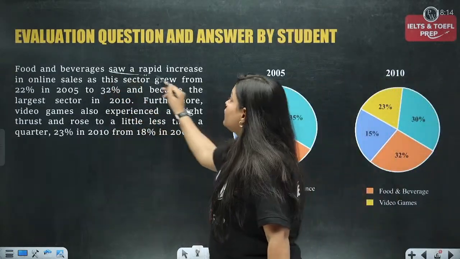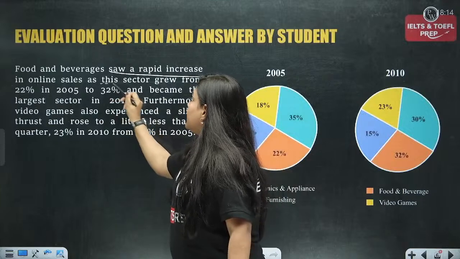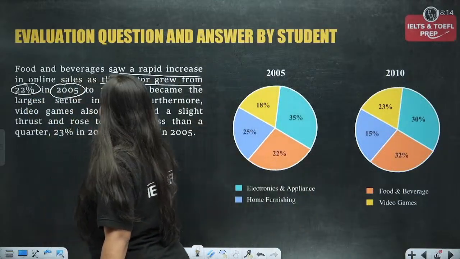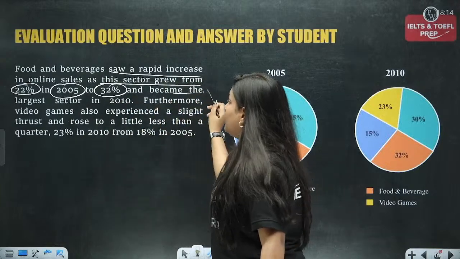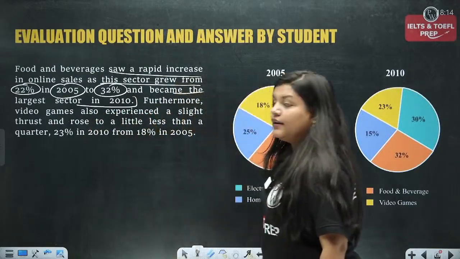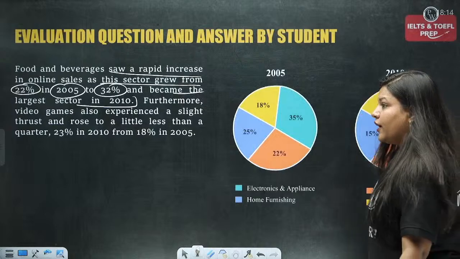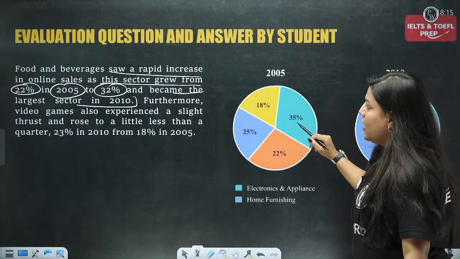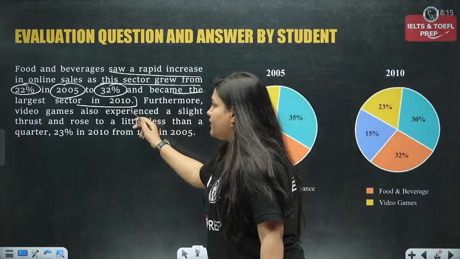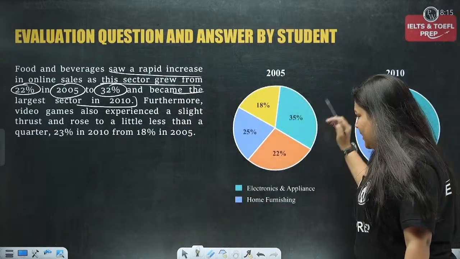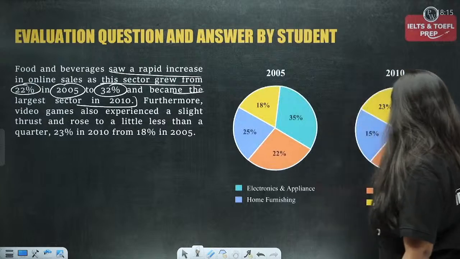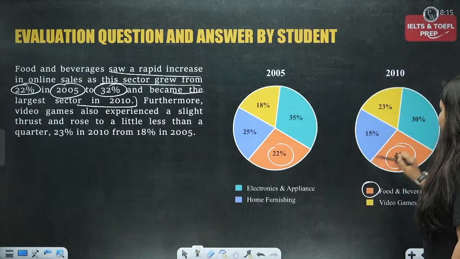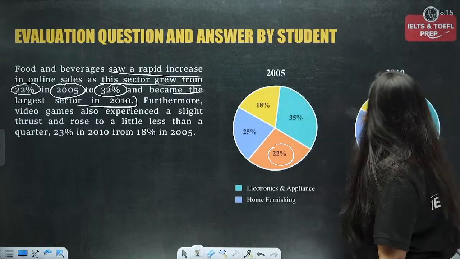Food and beverages saw a rapid increase in online sales as this sector grew from 22% in 2005 to 32% and became the largest sector in 2010. Let's have a closer look at it. We are talking about food and beverages, the orange one. It was at 22% and then increased to 32% in 2010.